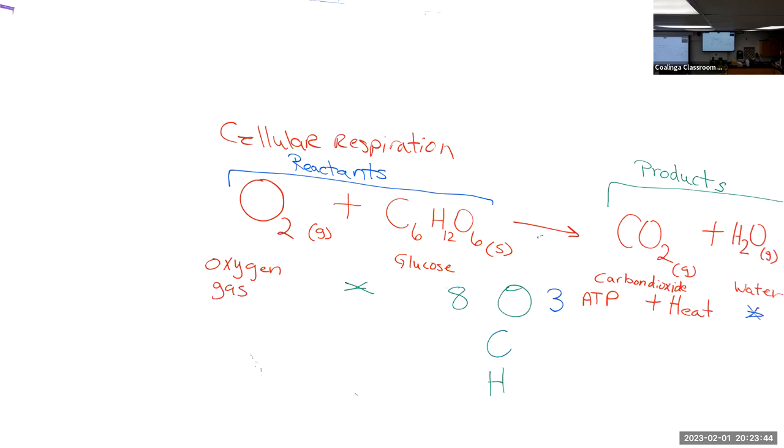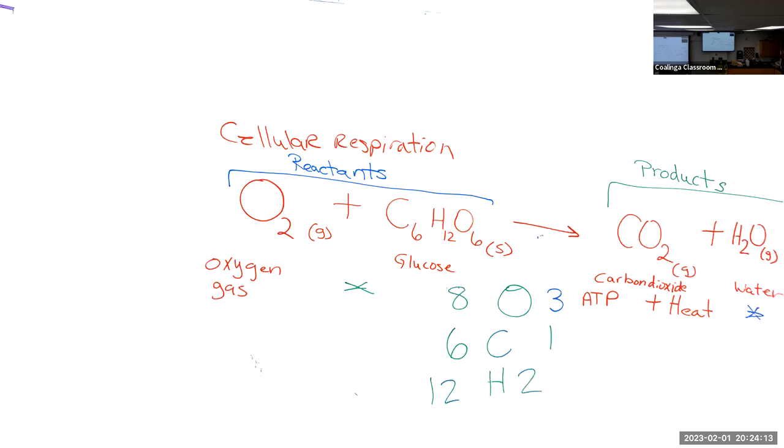Same thing with my carbons. On my reactant side, six. On my product side, one. How about the hydrogens? On my reactant side, 12. On my product side, two.